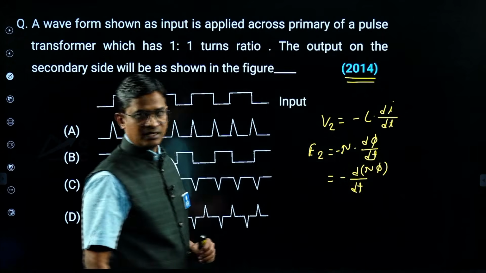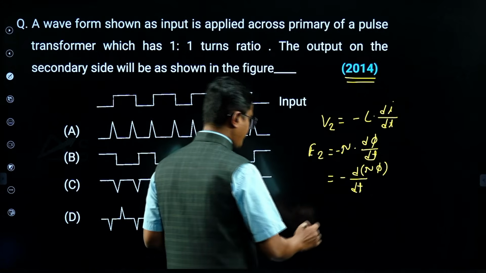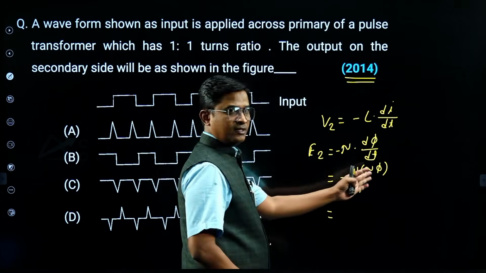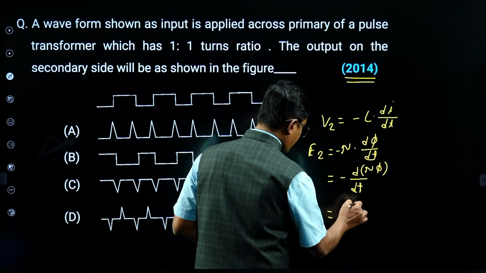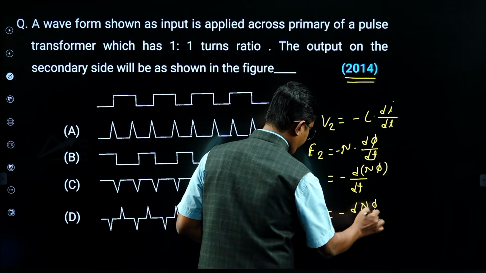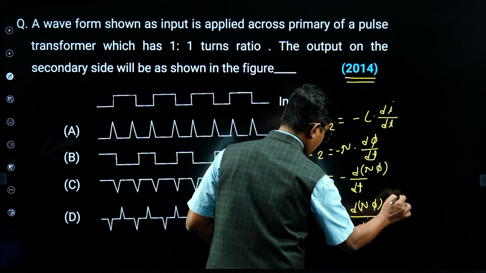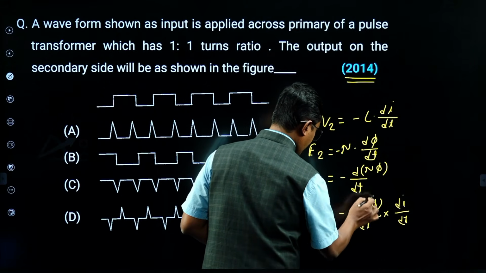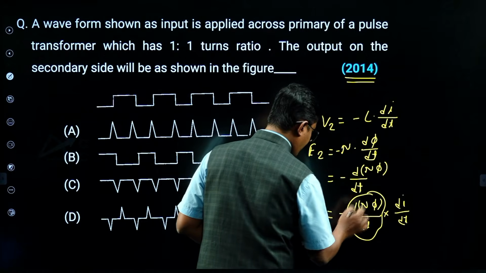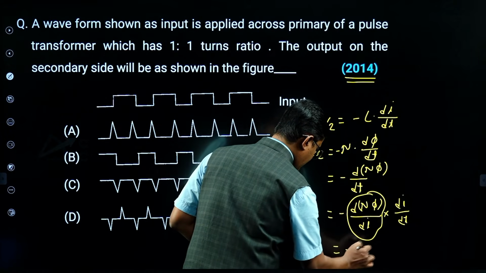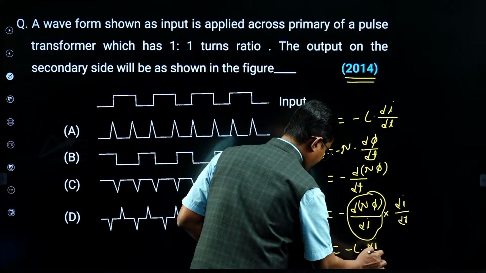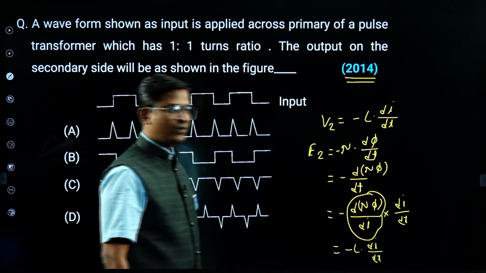All right. So further we can write this as minus of d N phi upon di into di by dt, and that d N phi upon di is nothing but your inductance. So it is minus L into di by dt. Ultimately it will come as minus L into di by dt.